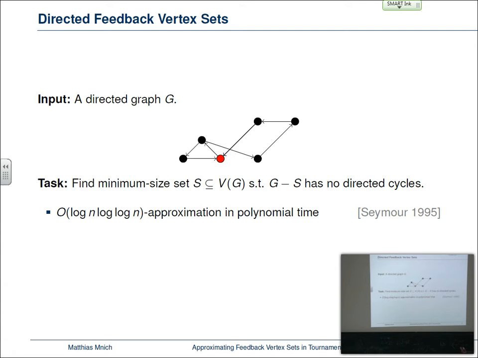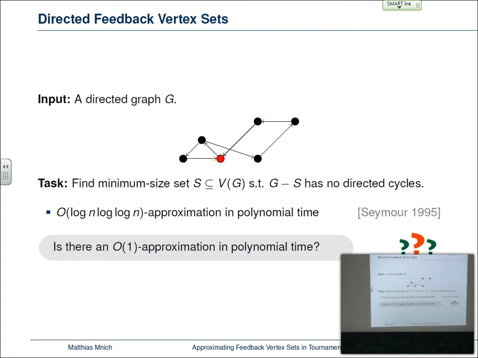And the best known approximation algorithm for this is due to Paul Seymour from '95, where he gives a log n times log log n approximation algorithm for this problem in general directed graphs. And the big question that has been open for 20 years now is whether this ratio can be improved, or whether there's even a constant factor approximation. So all that's known is APX-hardness, but that leaves a huge gap.